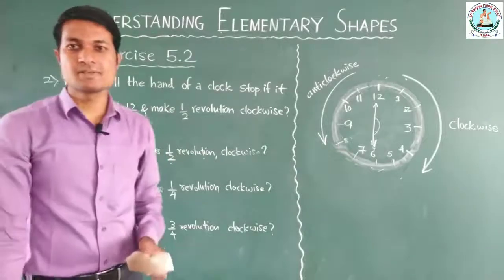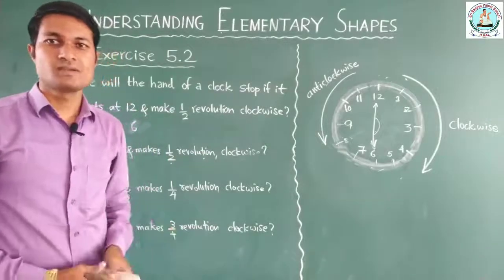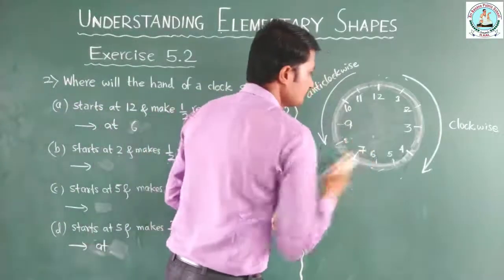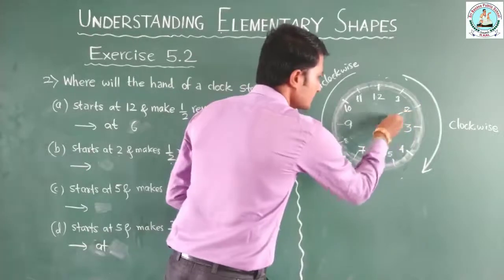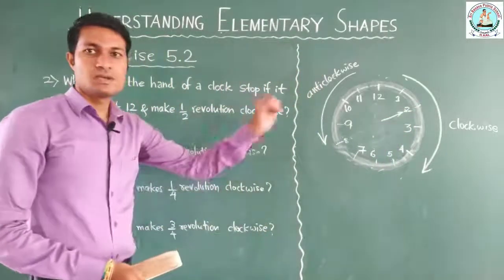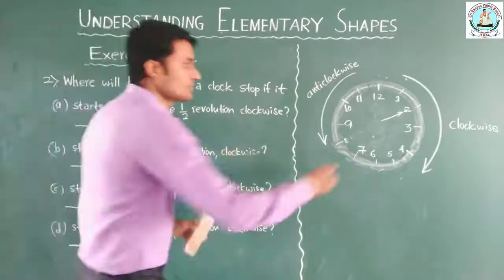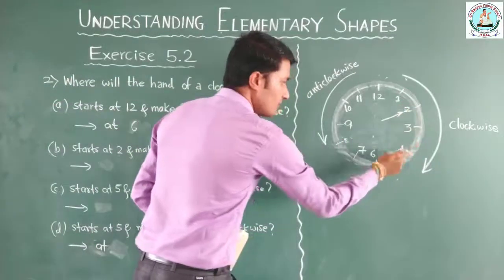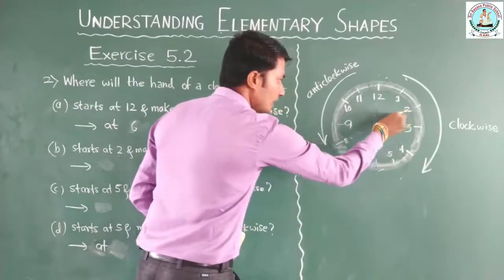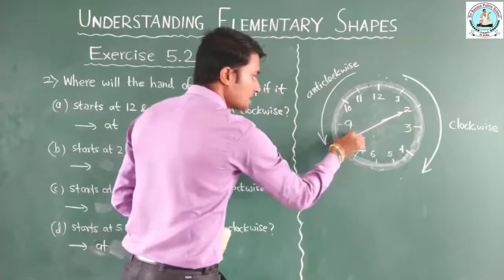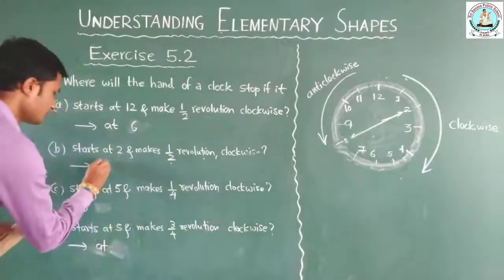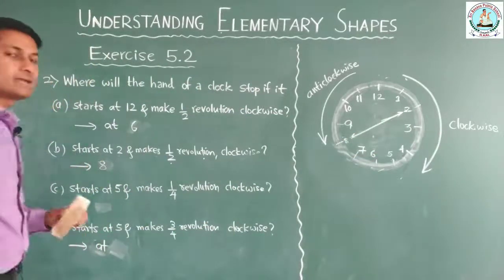Half revolution means again how many units you have to cover? 8 units. So start from your starting point, which is 2, and you have to make half revolution. So count 8 units from 2: 1, 2, 3, 4, 1, 2, 3, 4. So it will have stopped at 8 if it makes half revolution like this.